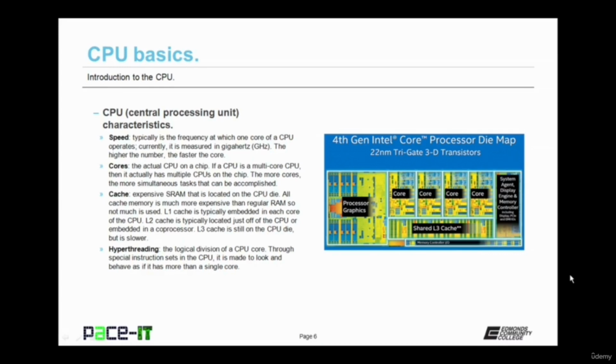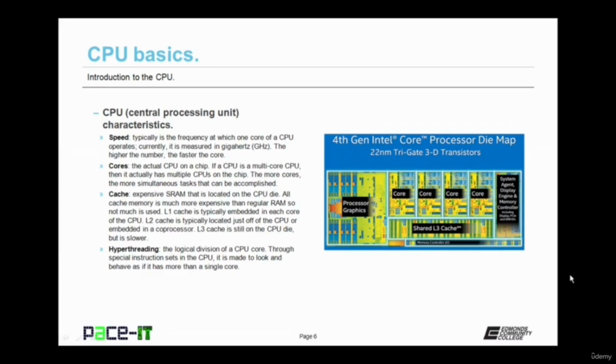L1 cache is typically embedded in each core of the CPU. L2 cache is typically located just off of the CPU or embedded into a coprocessor. L3 cache is still on the CPU die, but it's a little bit slower than L1 or L2 cache.